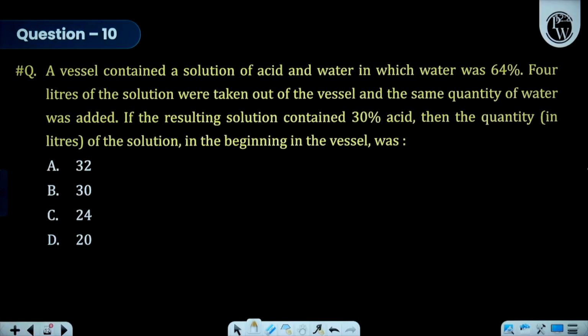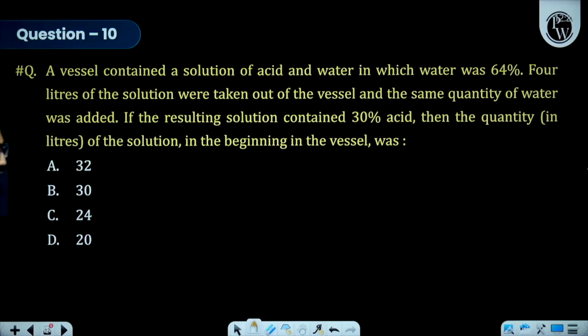In this problem, it says a vessel contained a solution of acid and water in which water was 64%. 4 liters of the solution were taken out of the vessel and the same quantity of water was added. If the resulting solution contained 30% acid, then the quantity in liters of the solution in the beginning of the vessel was? So guys, this is a question from mixtures and alligation. Pause the video and take around 1 minute to solve it.